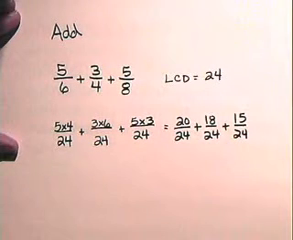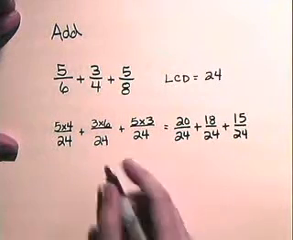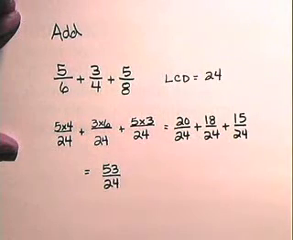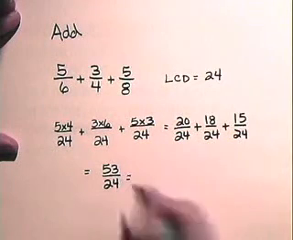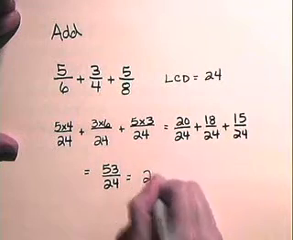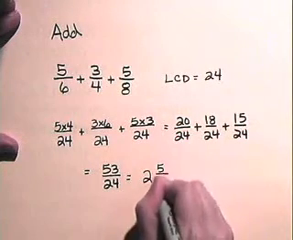20 plus 18 plus 15 over 24 is 53 over 24, which is an improper fraction, and we can write that as 53 divided by 24 is 2 5/24.